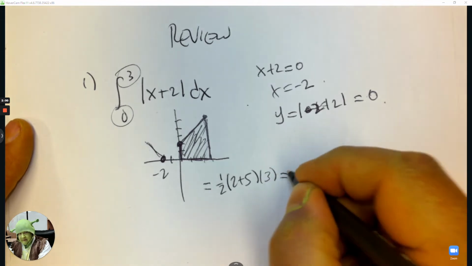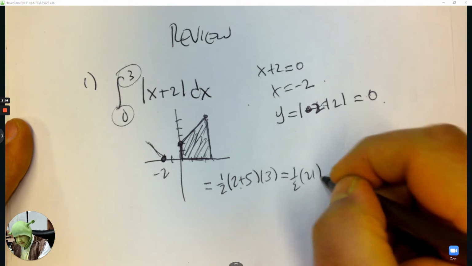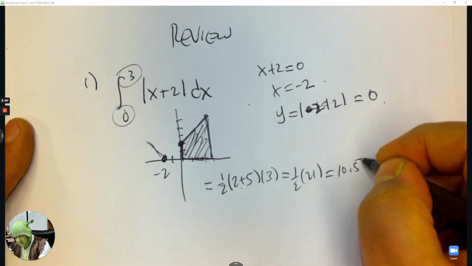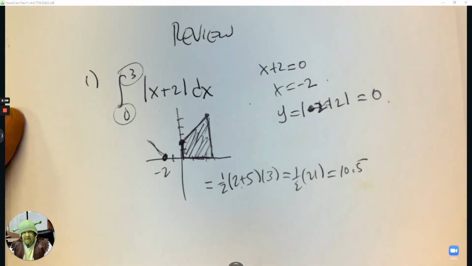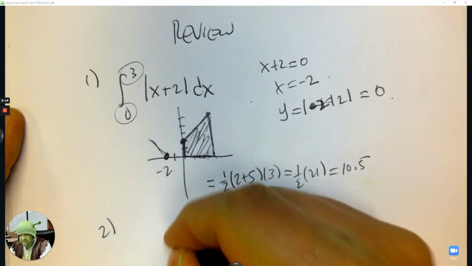And then we put it all together. So this is 7 times 3. You could write it as a fraction or as a decimal, and the answer is 10.5. So when you see absolute value, we're going to have to graph it. Number 2.